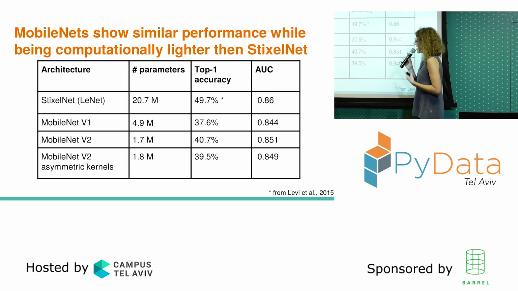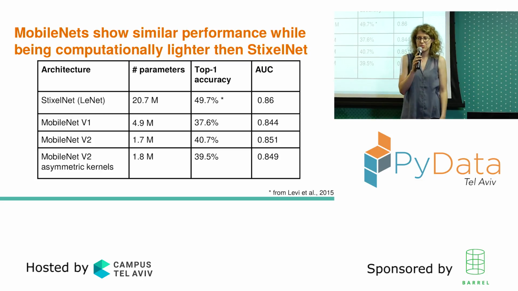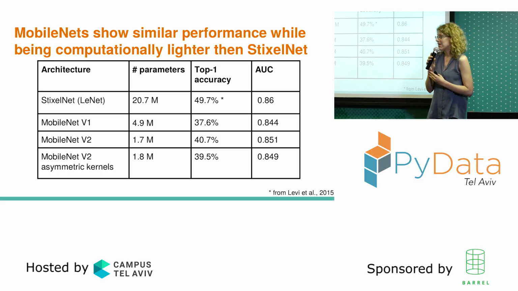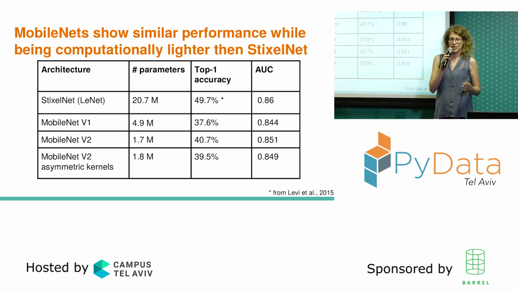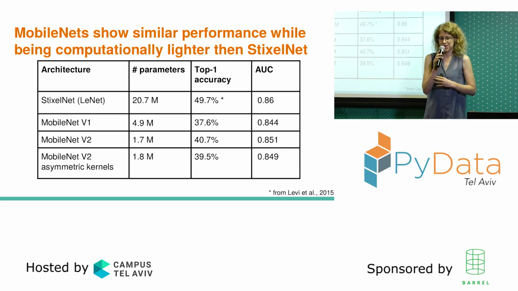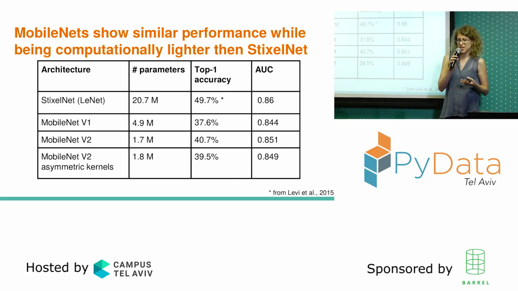If we compare between those networks, in StixelNet we had more than 20 million parameters, which is quite a lot. In MobileNet, we got about an order of magnitude less: less than 5 million parameters for the v1 and less than 2 million for the v2. If we look at the top 1 accuracy, StixelNet does perform better, but by about 10%, even 9% actually.